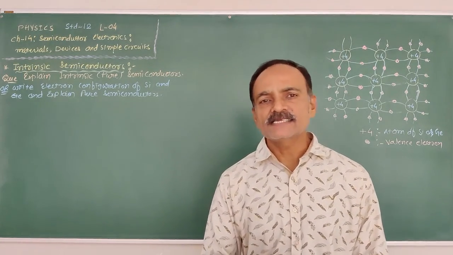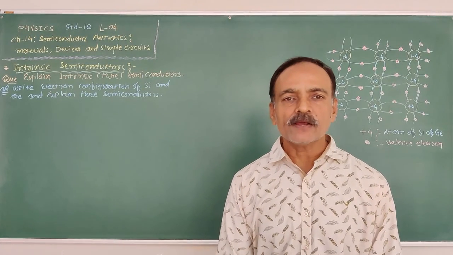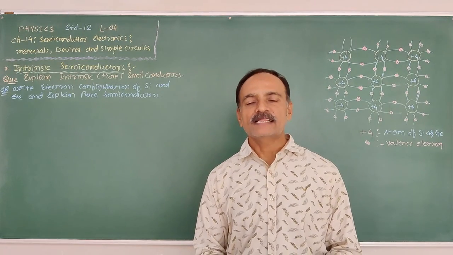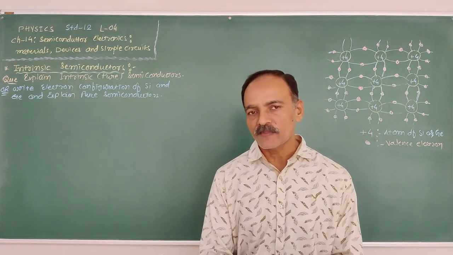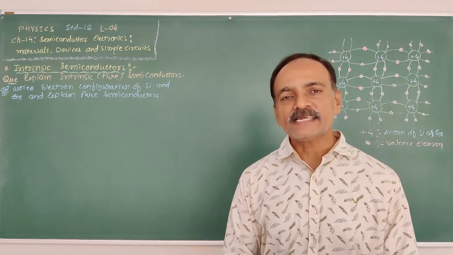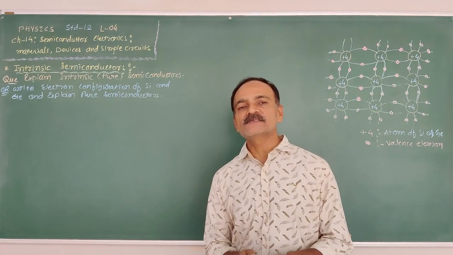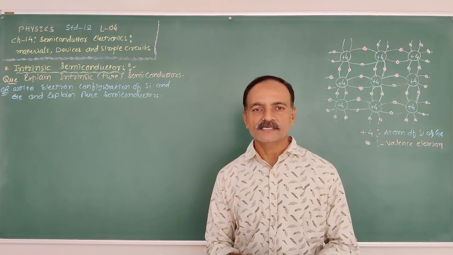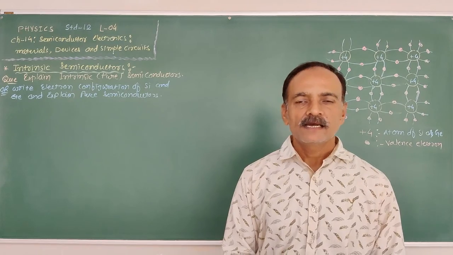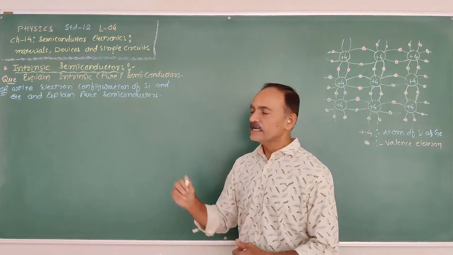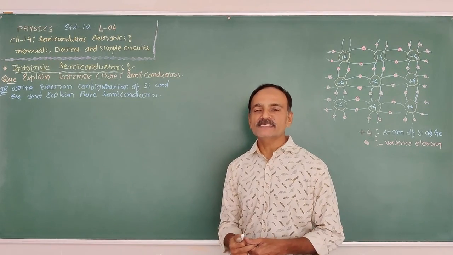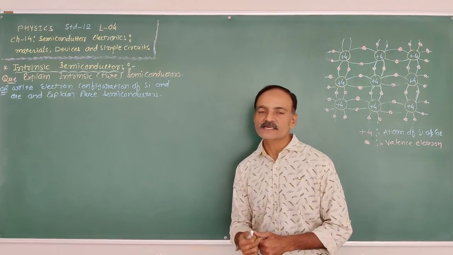As the temperature increases, several covalent bonds are broken and electrons become free. These electrons take part in the conduction of electricity. It means the conductivity of a semiconductor increases with an increase in temperature and resistivity decreases. Now, in this portion on the intrinsic semiconductor, we are going to explain the intrinsic or pure semiconductor.